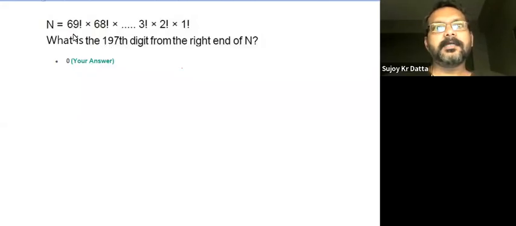So in this question, they are saying that you have 69 factorial times 68 factorial. So it's a product of the factorials. You have to figure out the 197th digit from the right end of n.